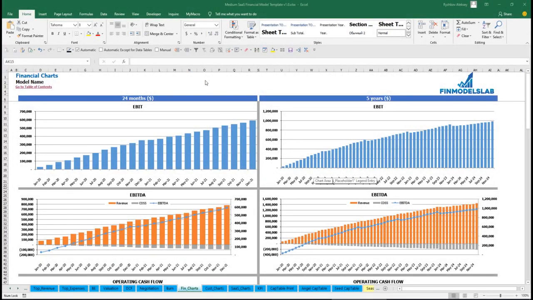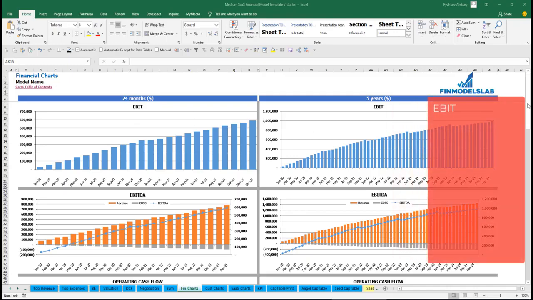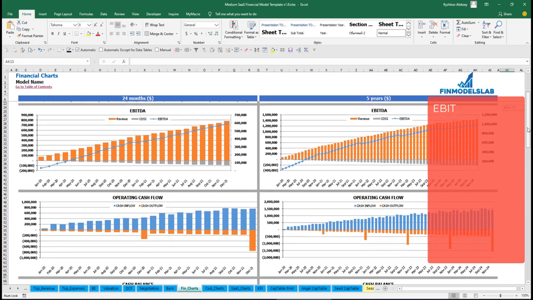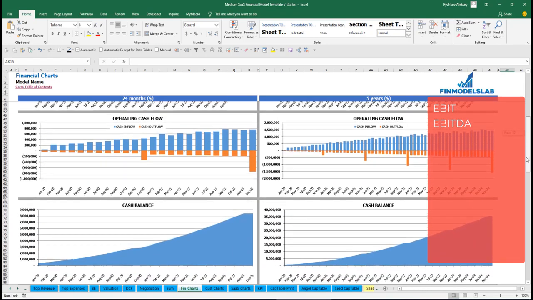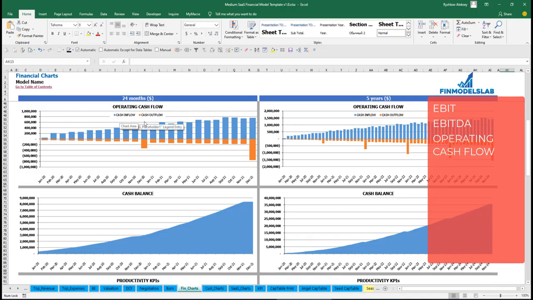On the Financial Charts tab, you may see the main financial KPIs on two sets of charts. On the left hand, you can see 2 years broken down by months, and from the right side, you can see the 5 years also broken down by months. On the top, you may see the EBIT. The next set of charts will show you the EBITDA, as well as revenue and cost of services sold, as orange and gray columns. Then operating cash flow broken down by cash inflow and cash outflow.